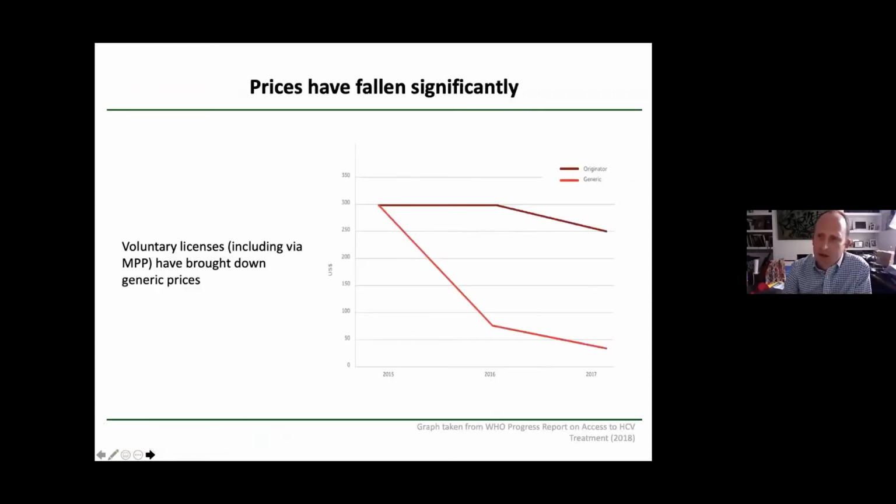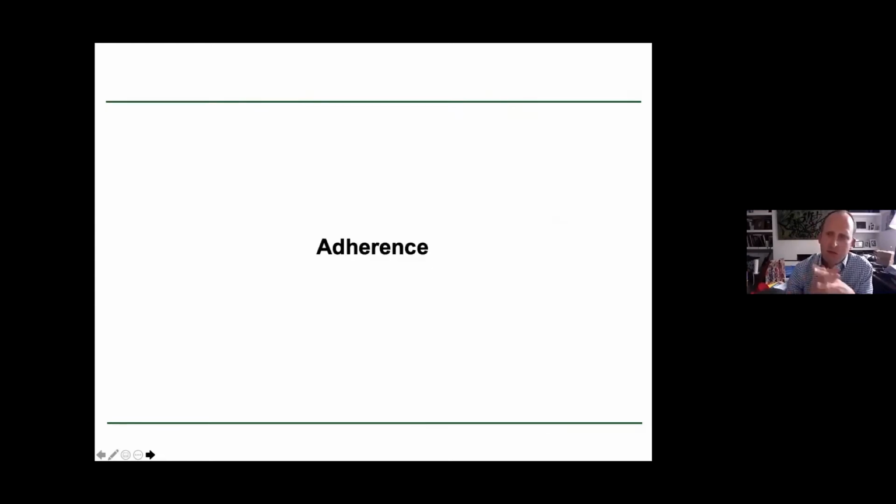And prices clearly have fallen very significantly in all parts of the world, and in low-income settings with the highest burden of disease, voluntary licenses and the work of WHO and MPP brought generic prices down. So whereas early on costs were probably the biggest driver to think about different strategies in short course therapy, they're less important now than other factors. And I think probably the more important factor now, and increasingly important, is adherence to therapy.